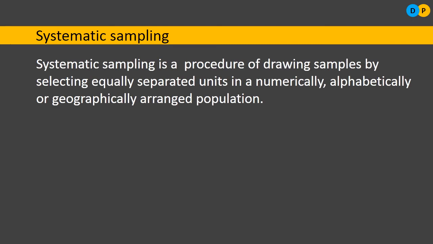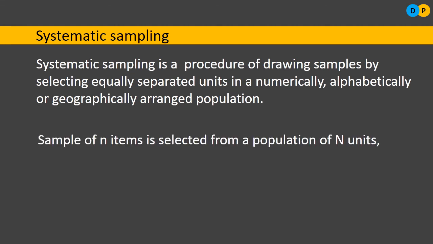So systematic sampling is a procedure of drawing samples by selecting equally separated units in a numerically, alphabetically or geographically arranged population. So first we will be arranging the population either numerically or alphabetically or geographically. From this population, we are going to draw units which are equally separated.